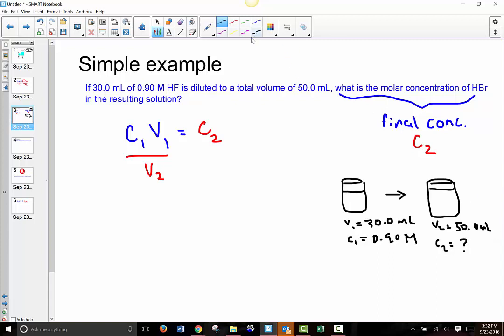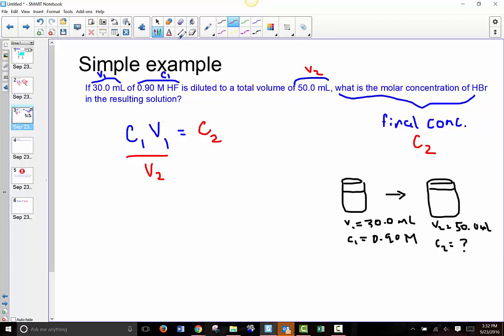Another great way to do this is just to identify your different variables right in your question. So for example, the C1, the initial concentration, is this 0.9 right here. So I could go ahead and label that C1 right in my question. V1 is the 30 mL that I'm given. So I could just go ahead and identify that. The 50 mL is my final volume, so that's my V2. And the C2 is this one that I'm looking for over here. So this way I can pop them right into my question, and there's no chance of me making a mistake.